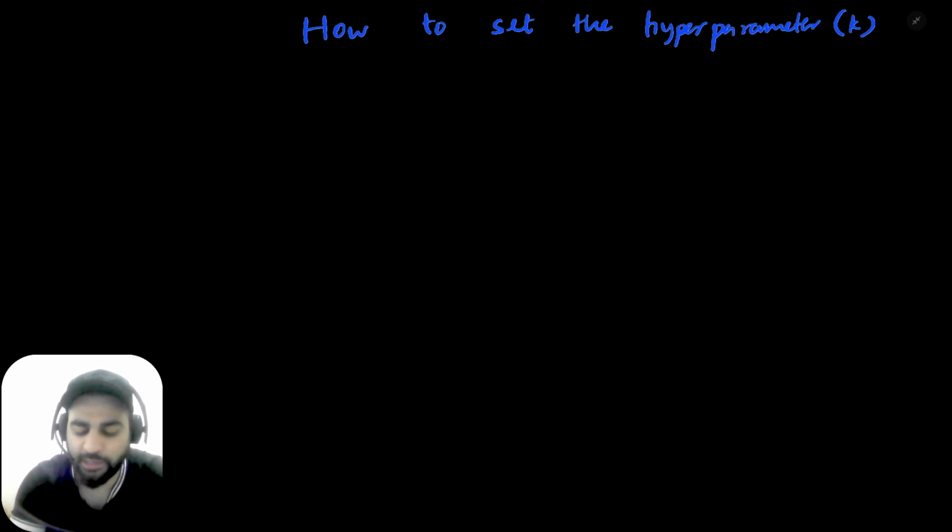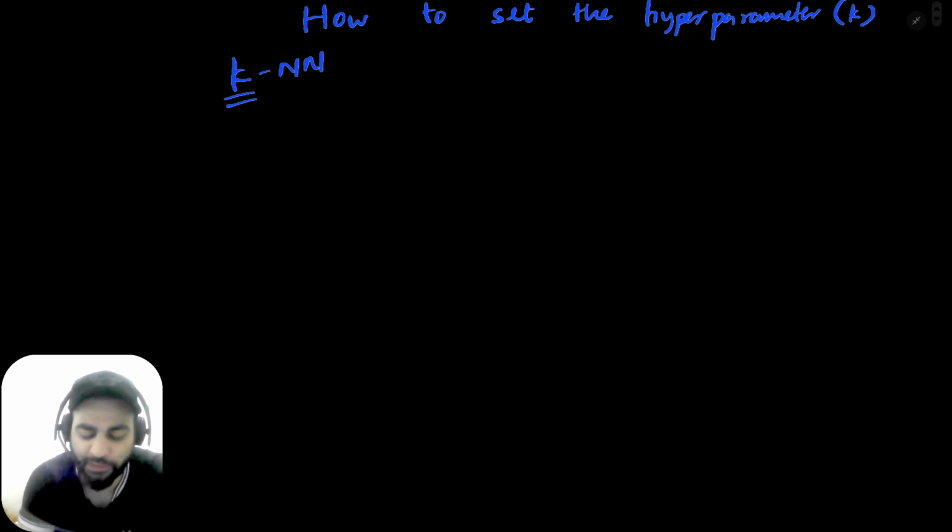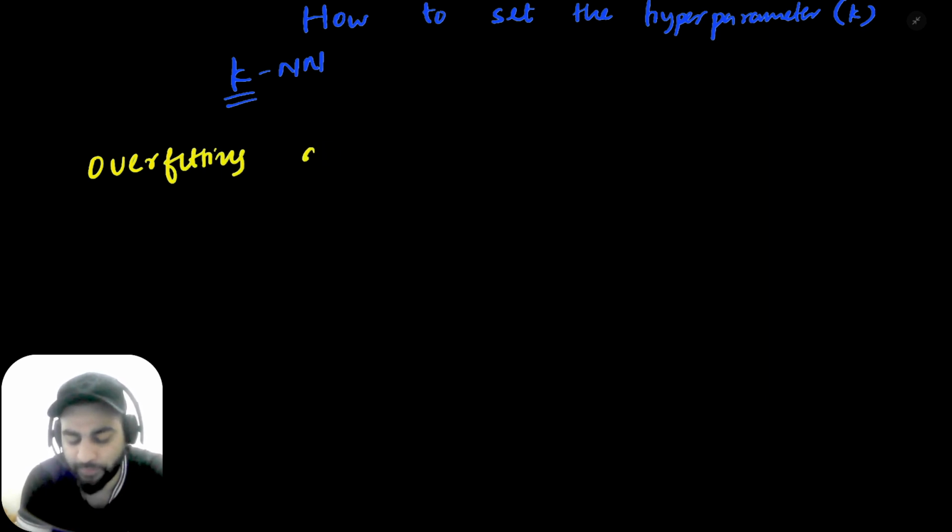Okay, so in this KNN, we had this k as a hyperparameter. That means we had to set it. So I said how to set it. We tried with a different approach, and then I said something about overfitting and underfitting. This is the topic that we are discussing: overfitting and underfitting.